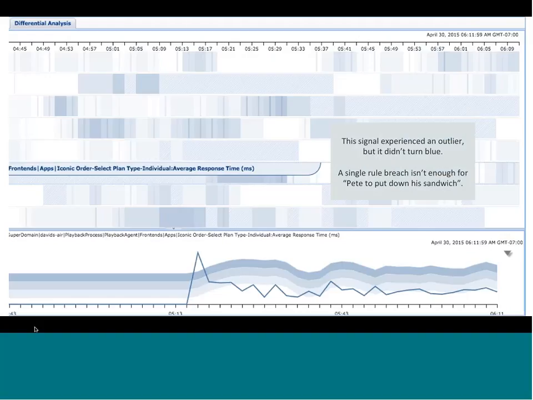So this iconic order select plan type response time, you see that there's an outlier popping up over the bands of standard deviation below. And then if you scan up to where we've got the tab selected, we're still working on getting this perfect, but you'll see it underneath. It turns a little gray, but it doesn't turn blue. So that variance intensity that I'm talking about that measures the stability of the signal, it's risen, but it hasn't risen enough to go bother Pete, the operations guy, right? Just like I said, Pete isn't going to put down his sandwich for this.